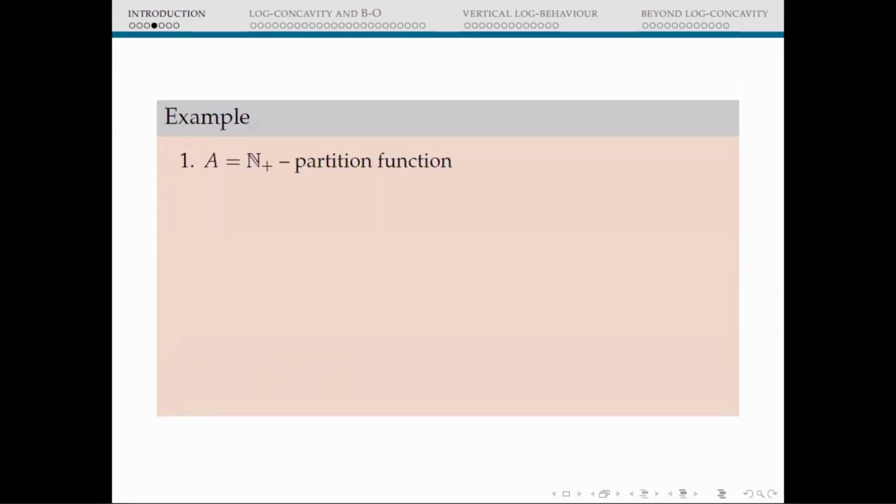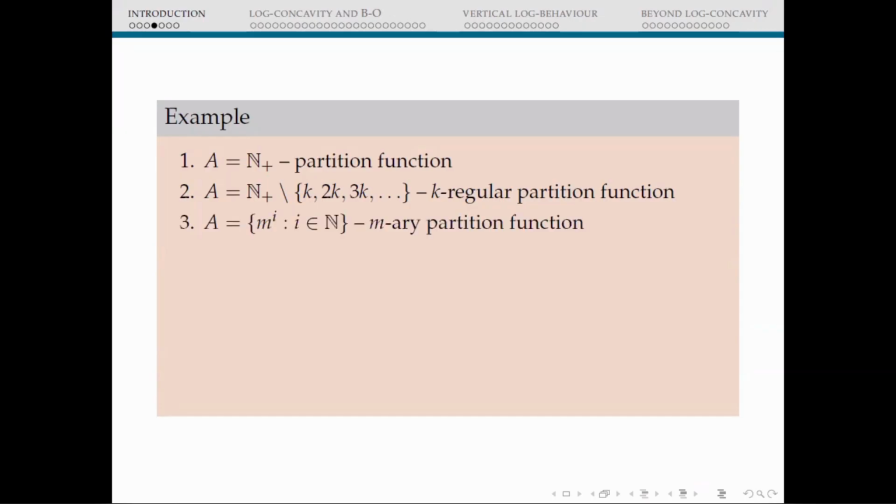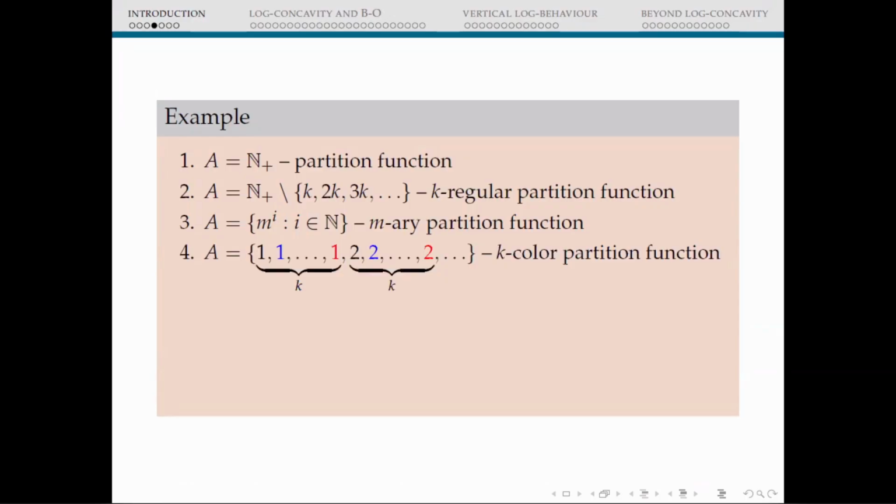So in particular, if we have the set of positive integers, then we obtain the partition function. If we take the positive integers but without some multiples of k, then we obtain the so-called k-regular partition function. These are some examples of sets. There is also something like the m-ary partition function, which is the set of consecutive powers of a fixed parameter m. And the k-color partition function, where each number j occurs exactly k times in A.